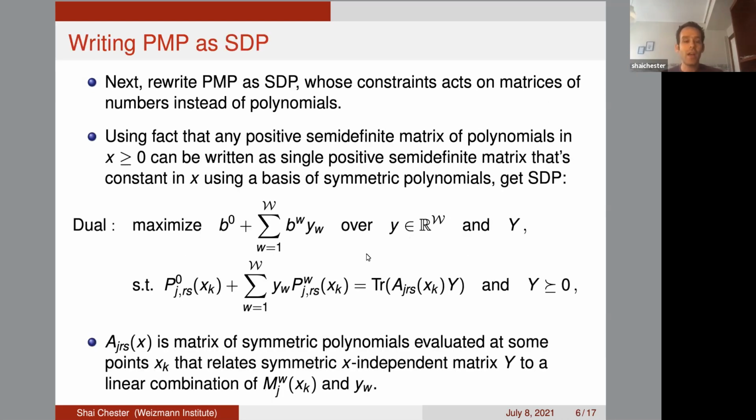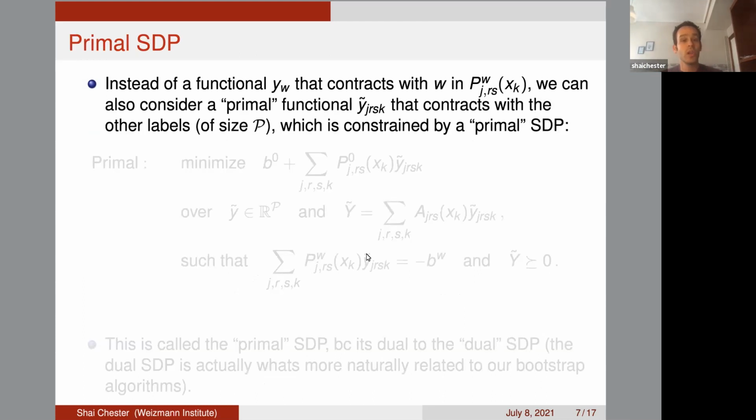Okay, great. So I called this the dual semi-definite program, which was basically an arbitrary name. The reason I'm calling it a dual is because there's going to be a dual of the dual called the primal. So instead of a functional y that contracts with the label w in this polynomial evaluated at these points xk, where remember this polynomial, in terms of the original Bootstrap input, is literally the derivatives of the cross blocks, or just a polynomial in delta.